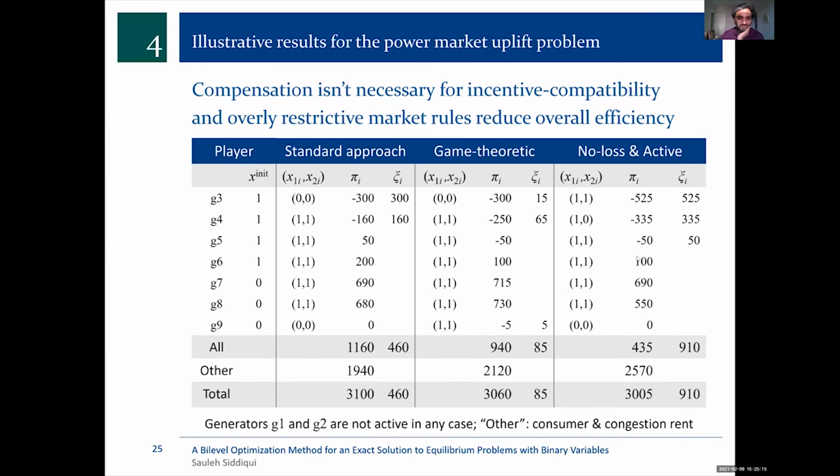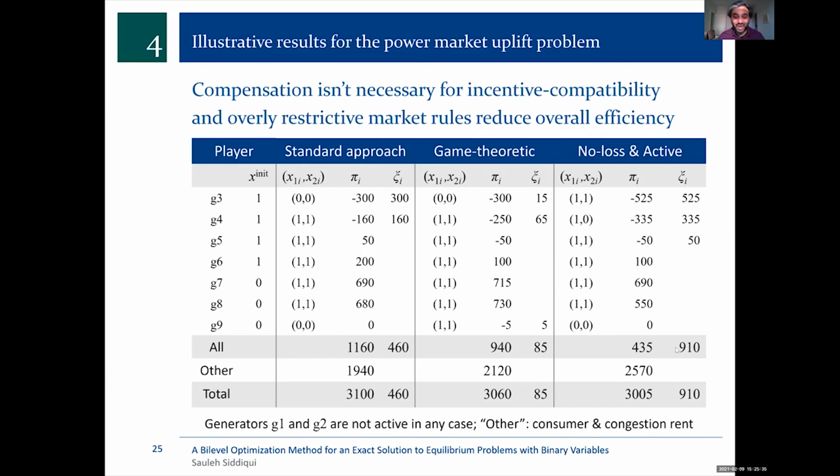And the no loss and active approach is interesting because this was interesting for us to show to policymakers. One of the reasons they wanted this approach was they were like, we pay too much compensation payments, so we shouldn't be paying people if they're not doing anything. But what you'll notice happens in this case, and in the interest of time, I'm not going to go through each solution line by line.